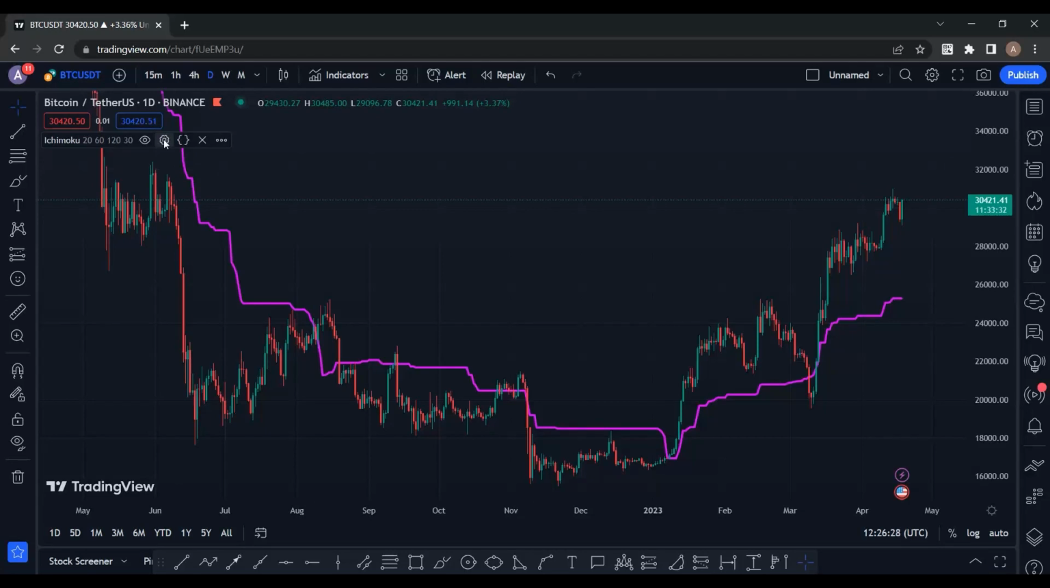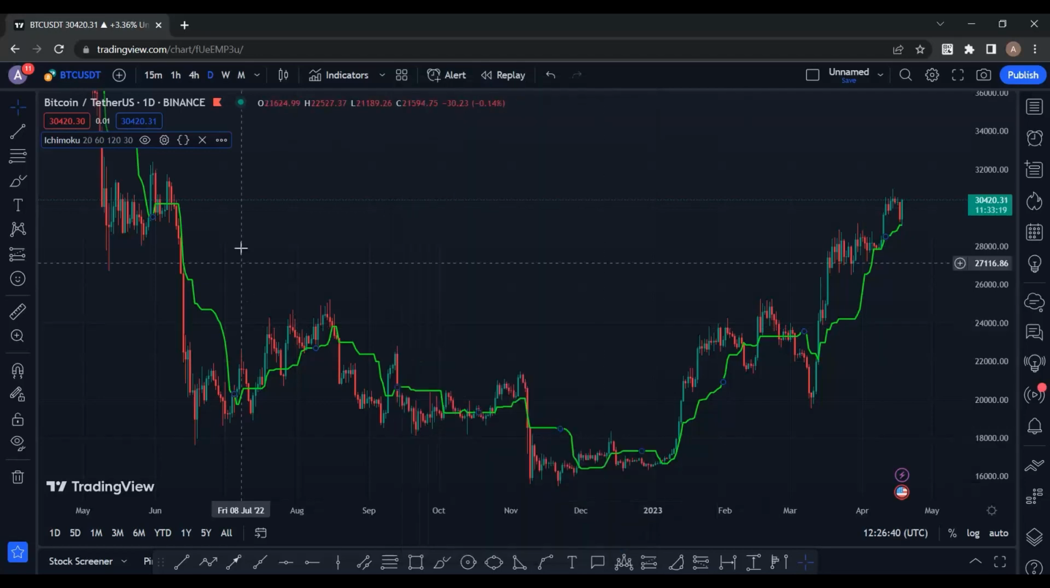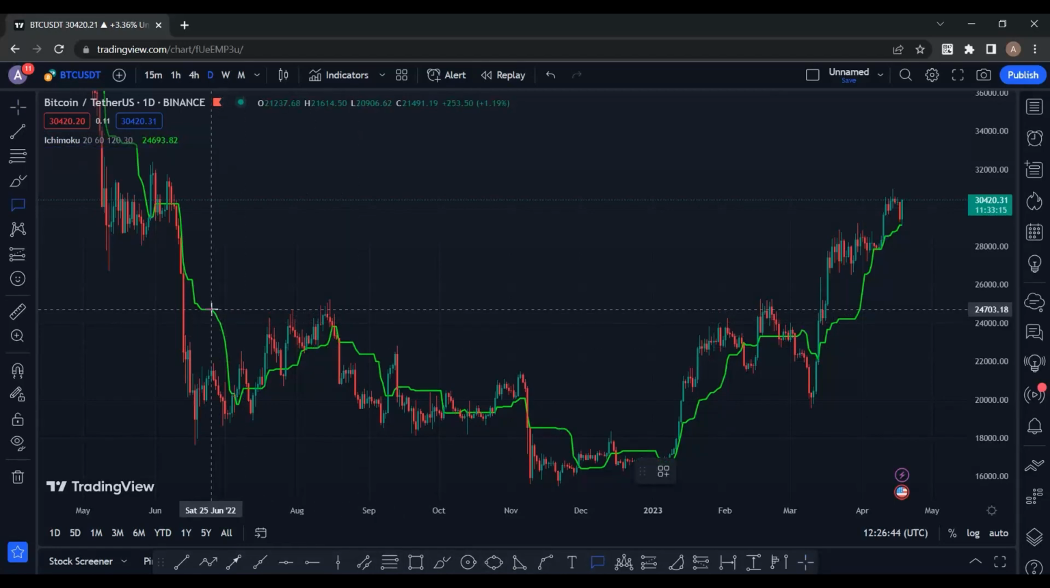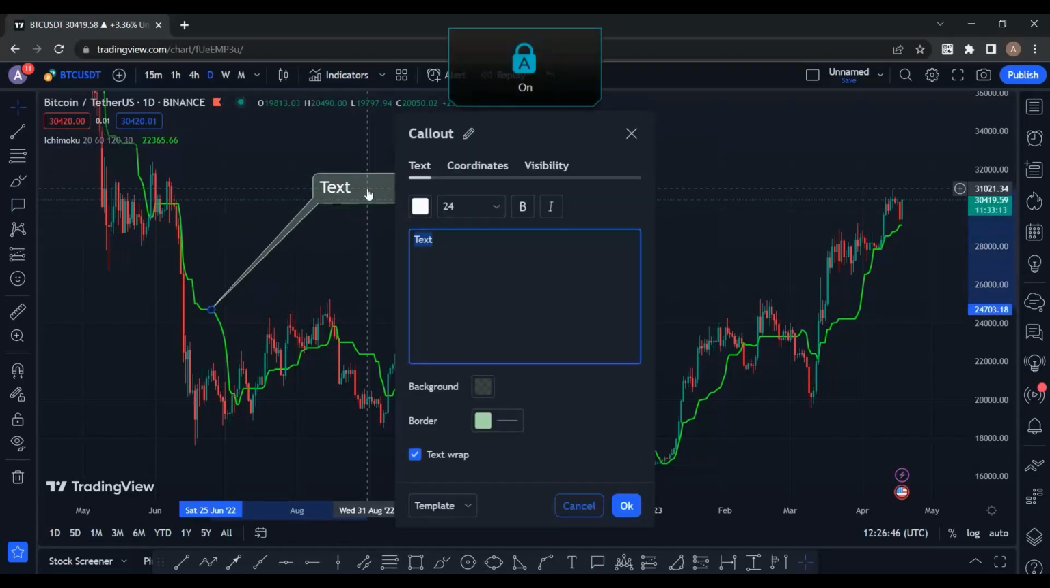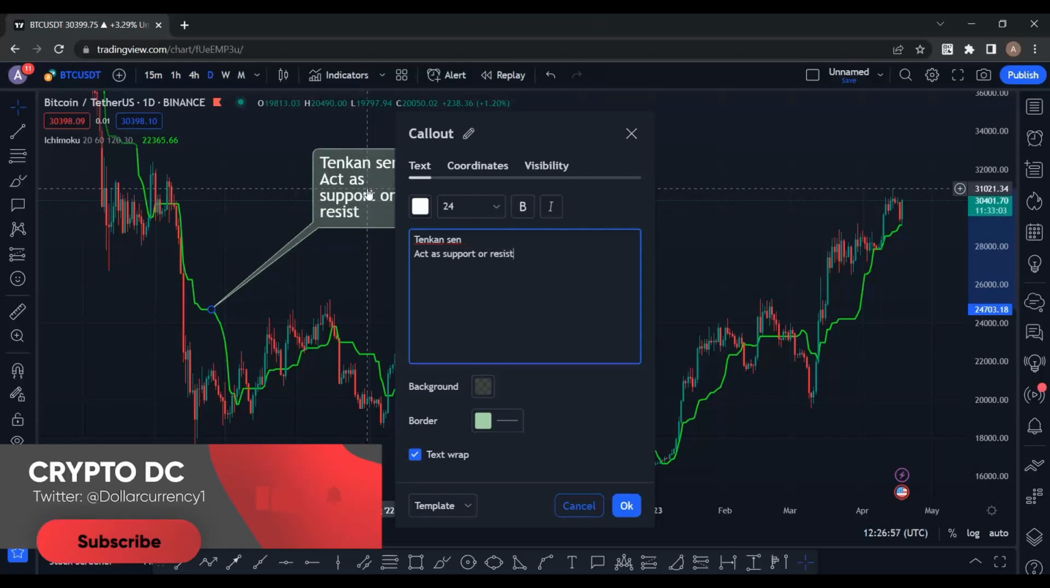So I'm going to the settings and unchecking the Kijun-sen or baseline, and I'm going to show the Tenkan-sen or conversion line. I'm clicking on this, and you will see the Tenkan-sen. I'm going to write it for you here: Tenkan-sen acts as support or resistance.